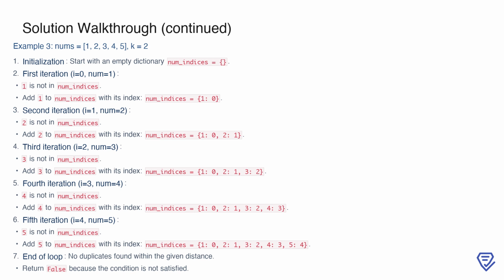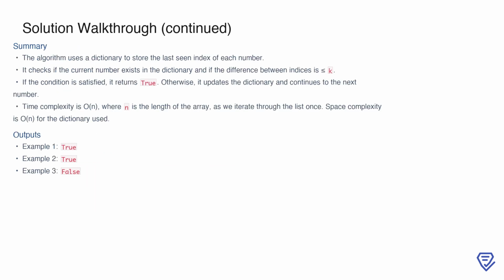As 5 is not in the dictionary, we add it, resulting in number_indices equals {1: 0, 2: 1, 3: 2, 4: 3, 5: 4}. By the end of the loop, no duplicates are found within a distance of k, so we return false as the result.